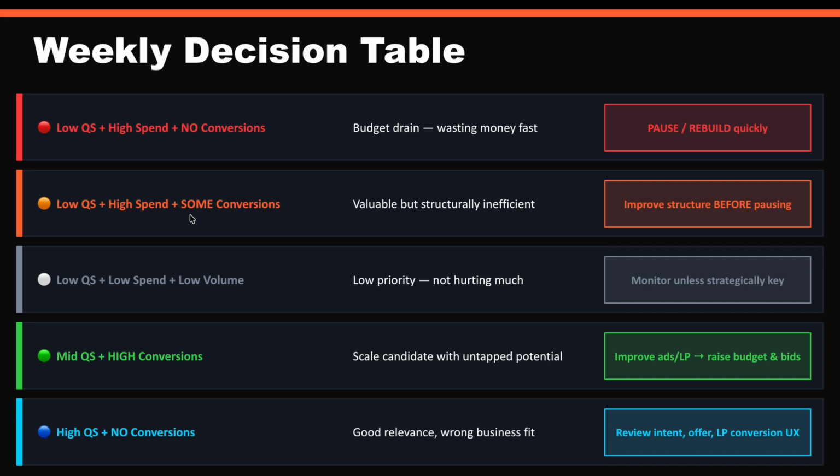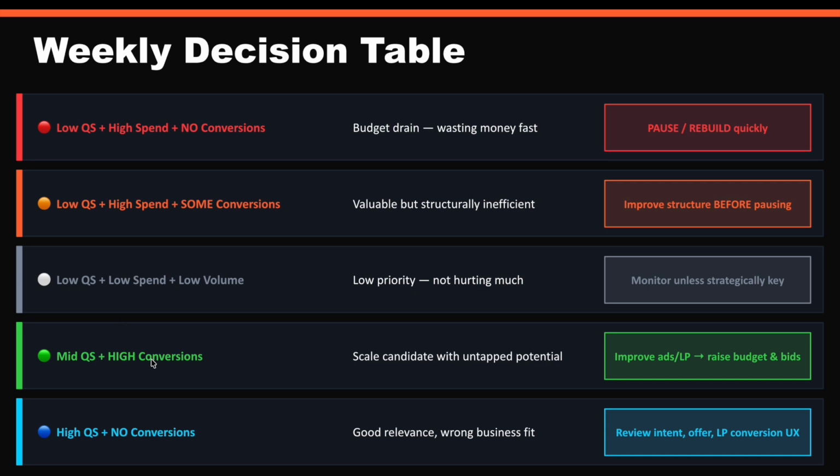Pattern number 2: low quality score plus high spend, but some conversions. This is valuable but inefficient. So do not pause it yet. Fix the structure first, then decide. Pattern number 3 is low quality score, low spend, low volume, low urgency. So just keep an eye on it.